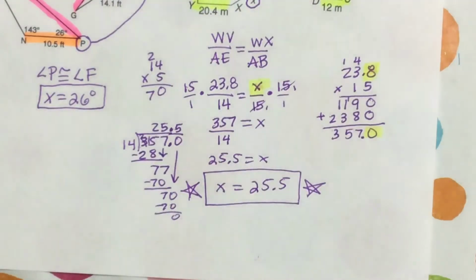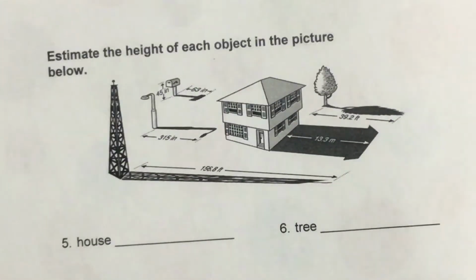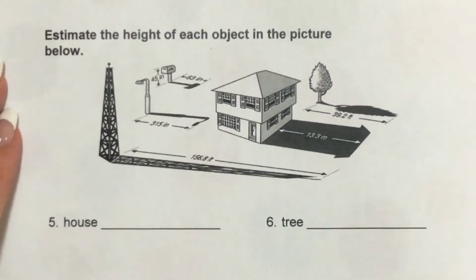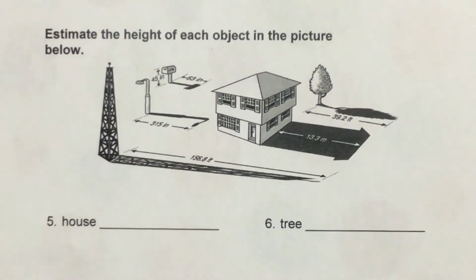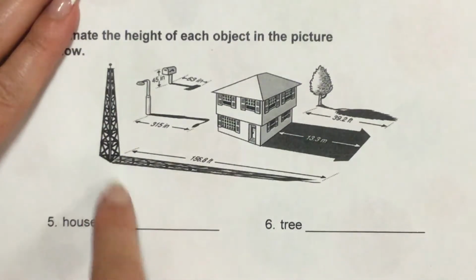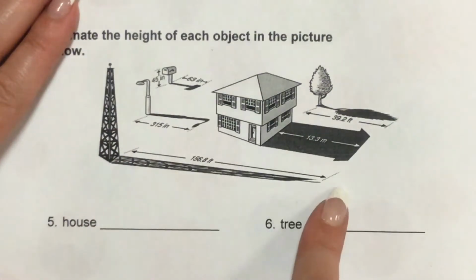Okay, let's go on to the back page. Now, what we're going to do with this is we're going to estimate the height of each object in the picture below. So we have the house, we have the tree, and if you notice there's different types of objects, and then all of the objects have a shadow.